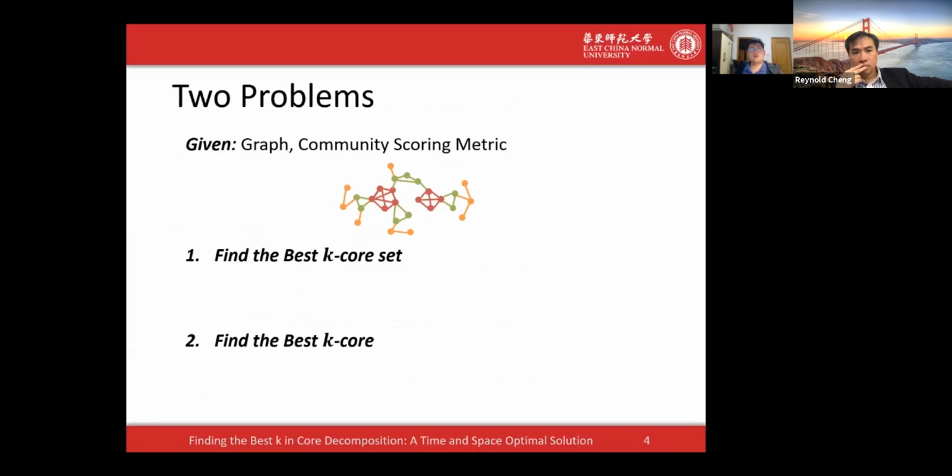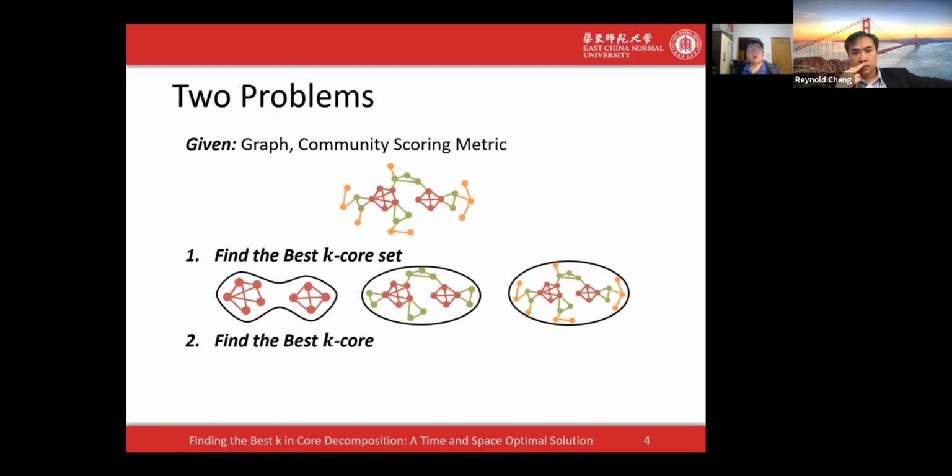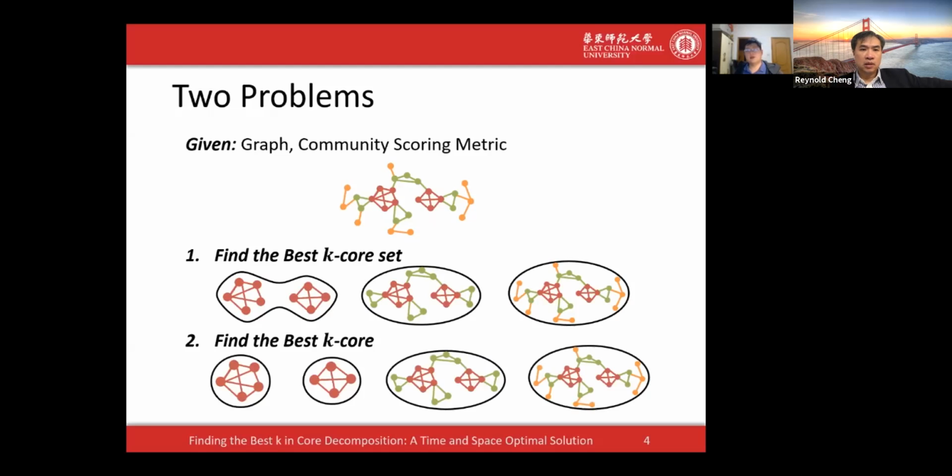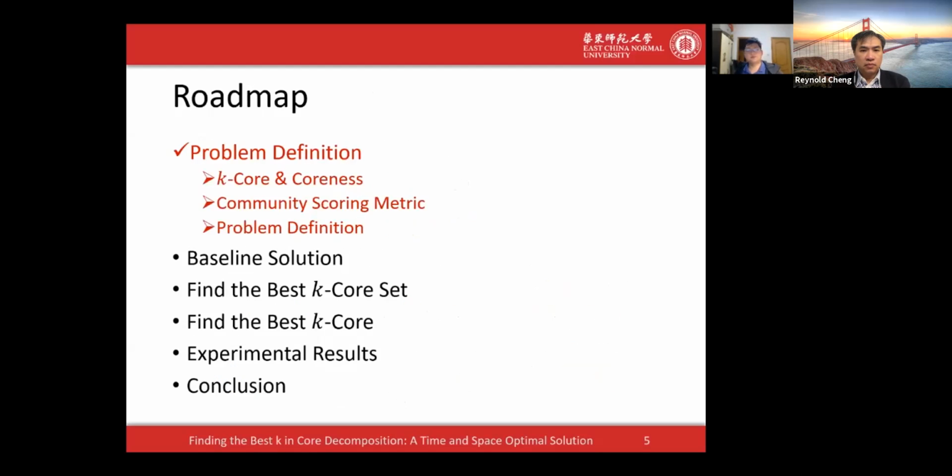In this paper, we studied two problems, given a graph and a community scoring metric. We want to find the best K-core set. Here, every candidate is not necessarily connected. And we want to find the best K-core. Here, the candidates are connected. Next, I will introduce the problem definition.